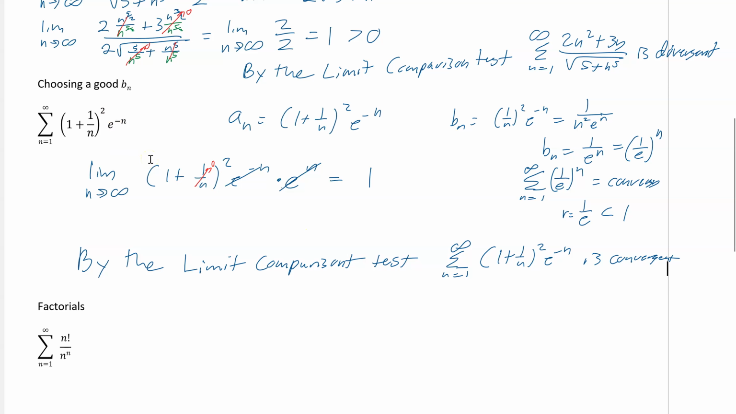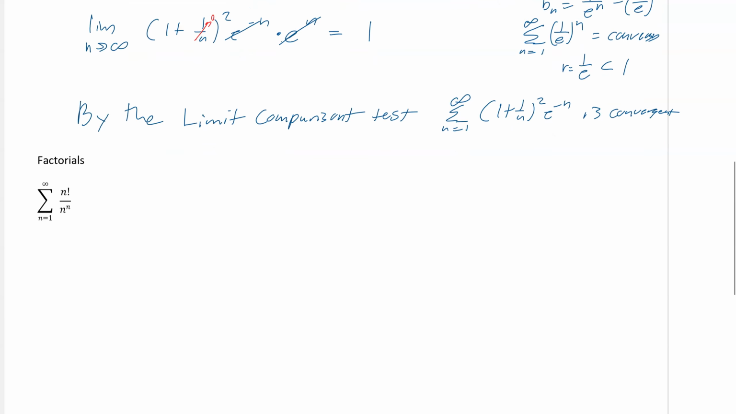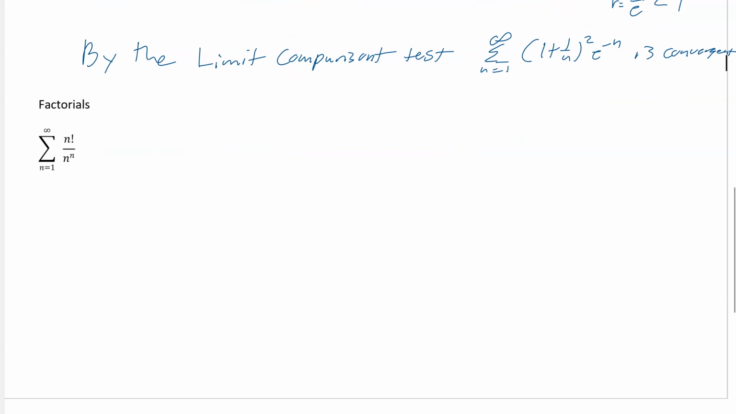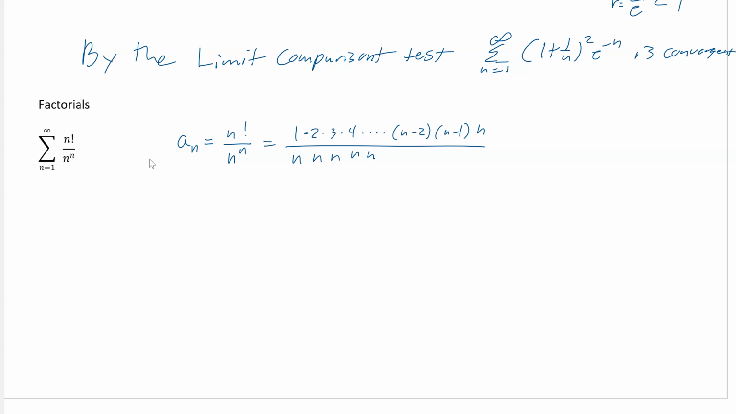So, all right. Now the last one is factorials. These are the fun ones. So you have to get creative. So whenever you see a factorial, the first thing you want to do is take your a sub n and write it out. See what you're going to get. So this is 1 times 2 times 3 times 4, and so on, all the way to n minus 2, n minus 1, and n. And on the bottom, it's just n to the n. So n, n, n, n, n, dot, dot, dot.